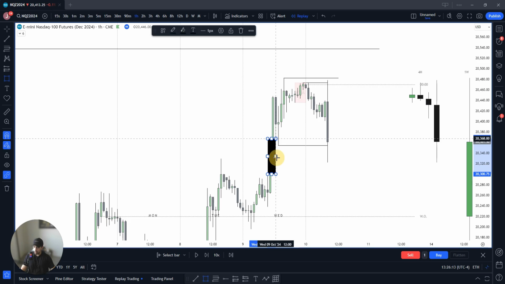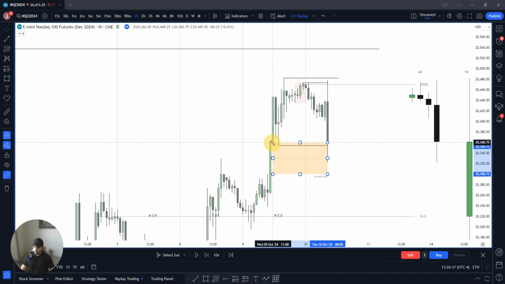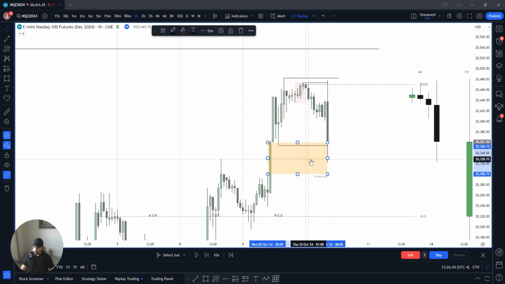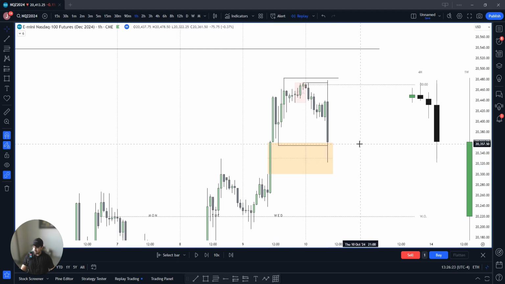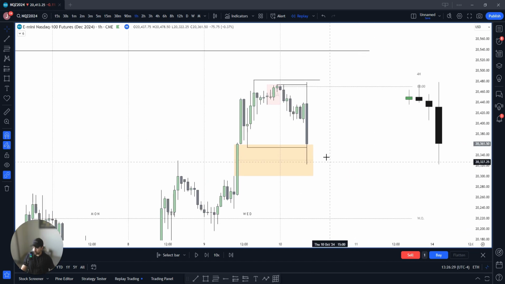So let me go ahead and mark this out. 1 hour fair value gap there. And you can see we're tapping into this. So using time frame alignment, right? This is where you find your intraday trades, right? We're only trading on Thursday. We're looking for some sort of trade here, either bearish or bullish.